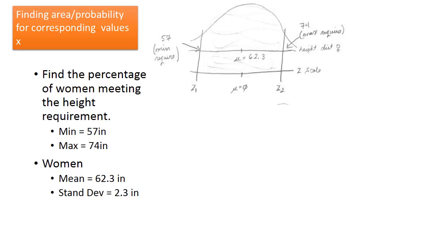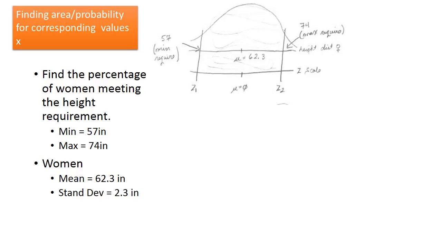This corresponds to the material in your text in section 6.3 that talks about finding an area probability for a corresponding value of x. So if you're looking in your book, that's what we're matching this up with. So we have our mean and our standard deviation here for our population of women. We're told to assume it's a normal distribution. Now the figure I have drawn up here for you has the height distribution for the women, which has the mean of 62.3, and I've also drawn below it the corresponding z-scale that's going to relate to it.